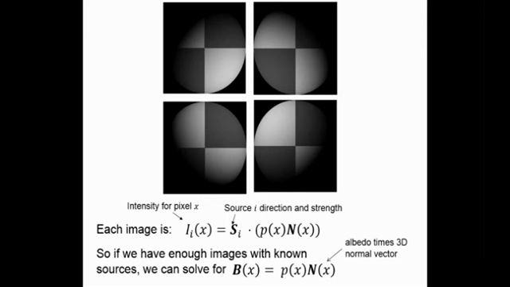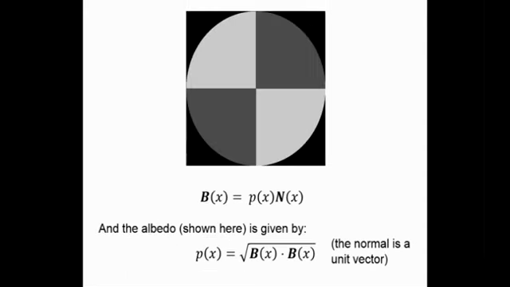So we have four unknown variables per pixel, the albedo and the surface normal. If we have four light sources, then we have four equations per pixel. So four unknowns, four equations per pixel, we can solve it as a system of linear equations and solve for B. Even if we had three, actually, we could solve for B. B is rho times the normal.